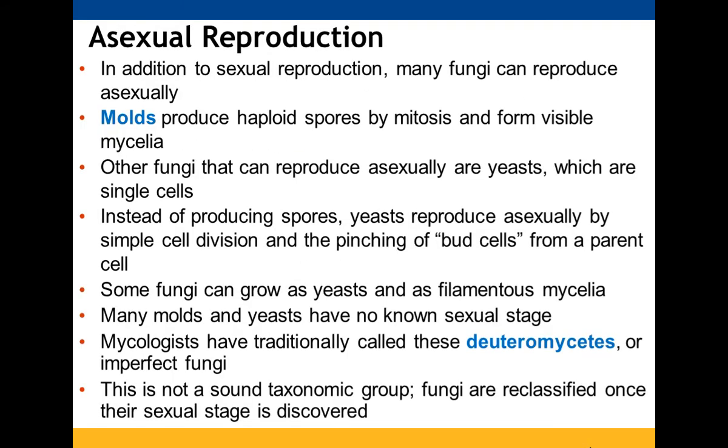As I said, they can also reproduce asexually. The molds can produce the haploid spores through mitosis and form that visible mycelia. Other things that we can see that go through asexual reproduction as fungi are yeast.